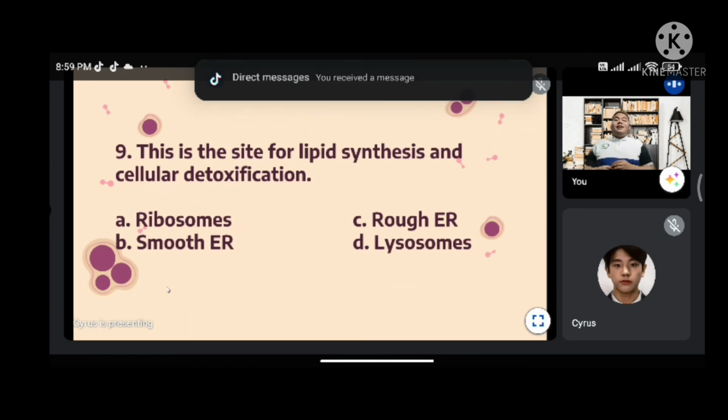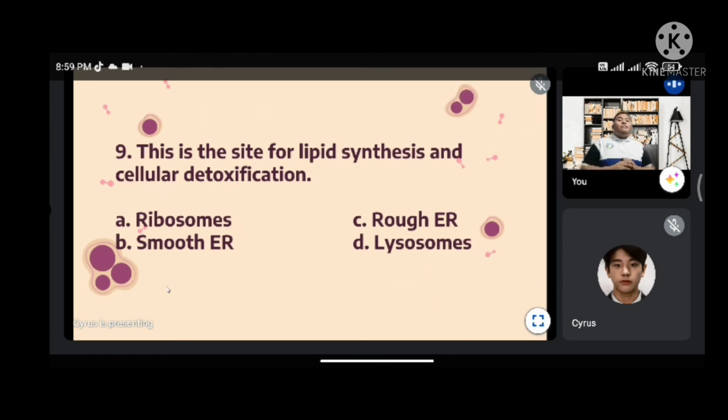Number 9. This is the site for lipid synthesis and cellular detoxification. A. Ribosome. B. Smooth ER. C. Rough ER. Or D. Lysosome.